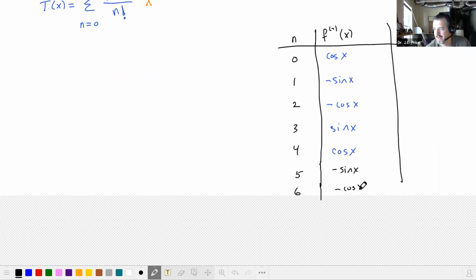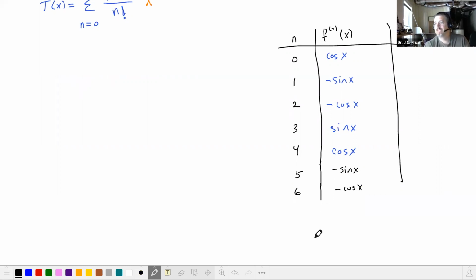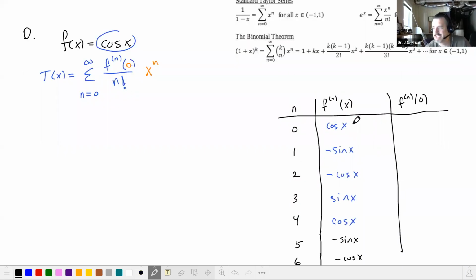So I see a pattern, right? And so what's going to happen? I'm going to plug in 0 now, and I'm going to show you what I'm doing. Cosine of 0 is equal to 1. Negative sine of 0 is equal to 0. Negative cosine of 0 is equal to negative 1. And now I kind of get it. Sine of 0 is 0. Cosine of 0 is 1. Negative sine of 0 is 0. Negative cosine is negative 1. So I see what's kind of happening.